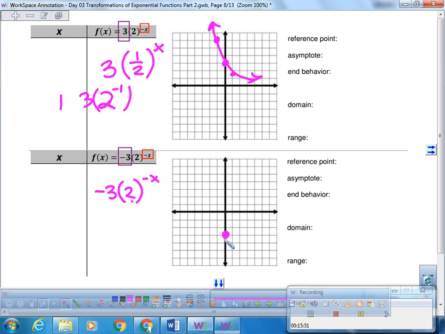Okay? That's my major reference point. My next reference point is going to the right one. Normally, I would go to the right one up 2. But instead, I'm going to go to the right one up 2, 3 times, which is 6. 1, 2, 3, 4, 5, 6. Only this 3 tells me I'm going in the negative direction 6, which is 1, 2, 3, 4, 5, 6. But the negative x tells me I should be on the decay side, which is on this side.